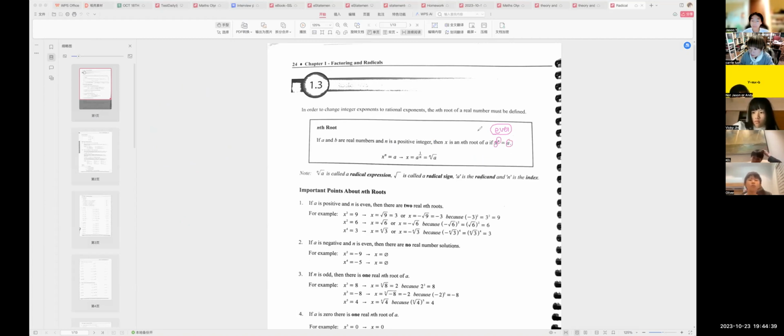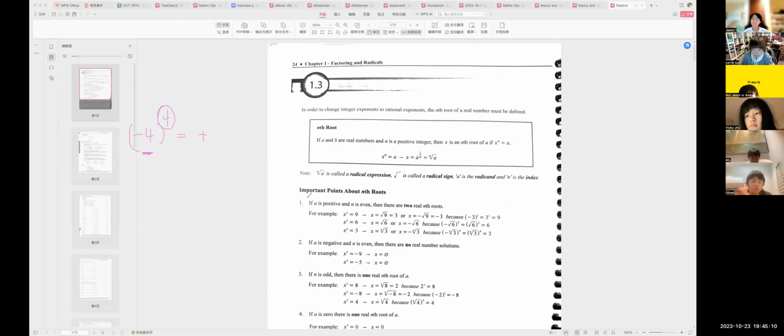Understand, Roland? So for instance, if we have negative 4 to the power 4, though the inside is negative, because the power is an even number, the outside answer is always positive. So we can see the nth root of a is called a radical expression. This one is called the radical sign, a is the radicand, and n is the index.